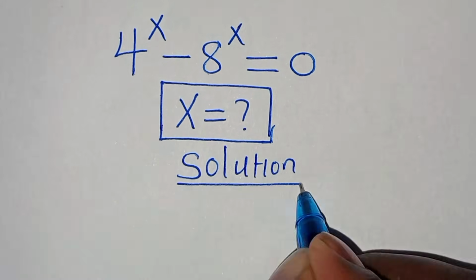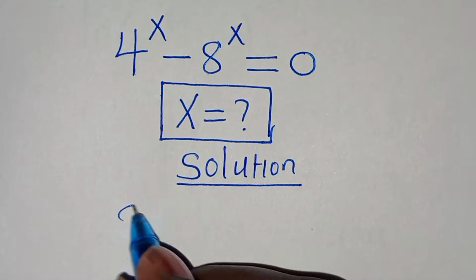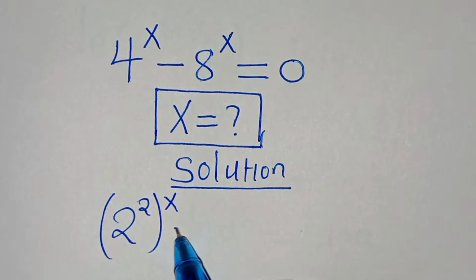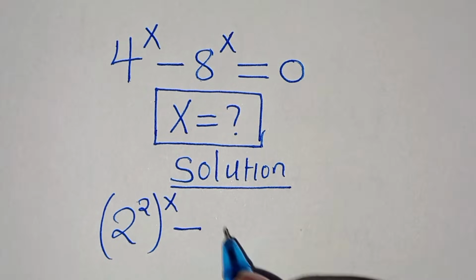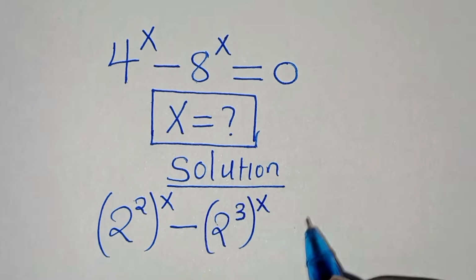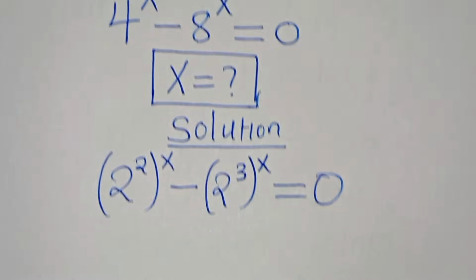We can express 4 to the power of x as 2 to the power of 2, then raised to the power of x, then minus 8 to the power of x, which is 2 to the power of 3, raised to the power of x. This is equal to 0.